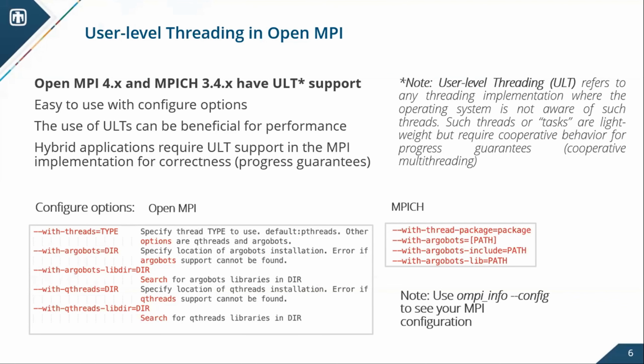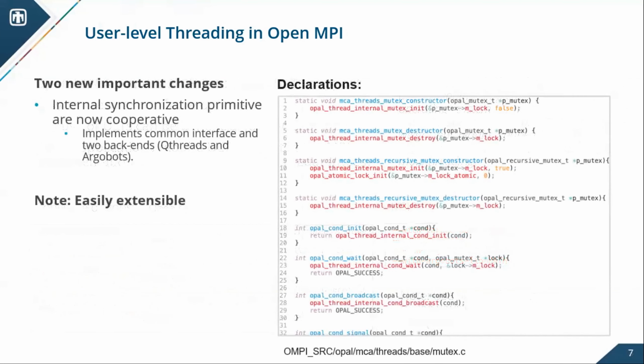Now, under the hood, what does it mean? What does it mean when I say progress guarantees? And what does it mean when I say it only works with one particular threading library? What we did in order to guarantee progress is relatively simple, and it works surprisingly well. What we did is we encapsulated everything in Open MPI. I'm now speaking in particular about Open MPI.